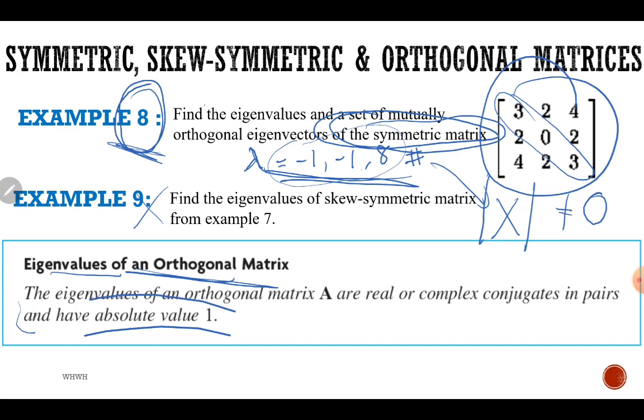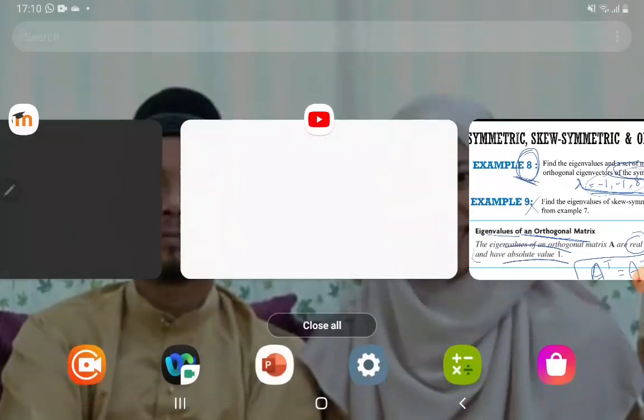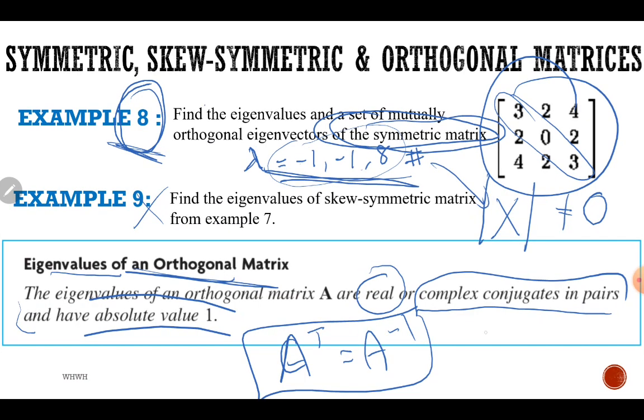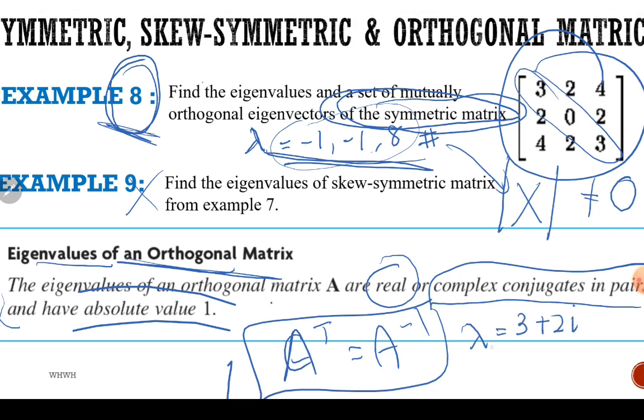And eigenvalue of orthogonal matrix, this is just for your information lah. Orthogonal matrix yang A transpose is equal to A inverse. Okay, it satisfies this condition for a matrix. Dia punya eigenvalue sama ada real or complex conjugate in pairs. Complex conjugate in pairs maksudnya dia macam ni. Katakanlah you ada lambda 1 sama dengan complex number, katakanlah 3 tambah 2i. Then there is another, lambda 2, definitely you will get 3 tolak 2i. This is just for your information lah.